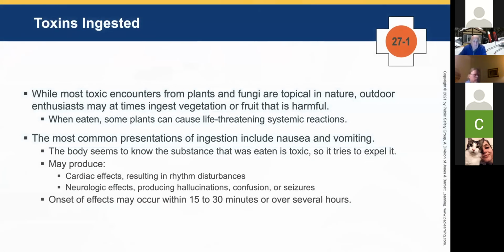Anyway, we talk about most toxic encounters from plants and animals. Plants and fungi are topical in nature. Outdoor enthusiasts sometimes ingest vegetables or fruit that is harmful. When eaten, some of the plants can cause life-threatening systemic reactions. The most common presentations of ingestion include nausea, vomiting.